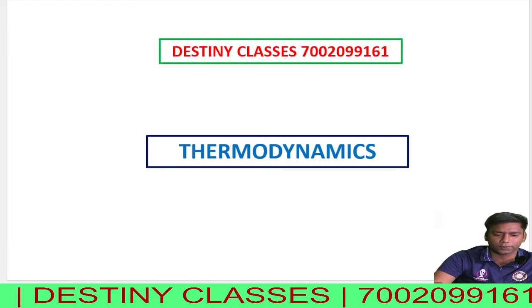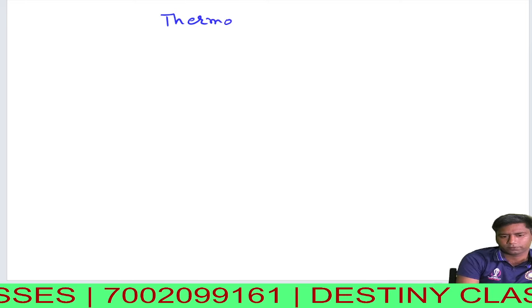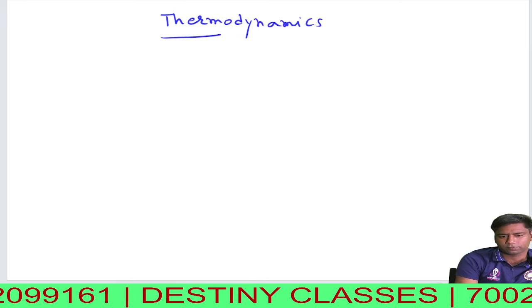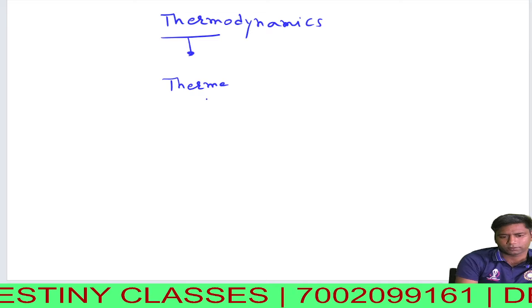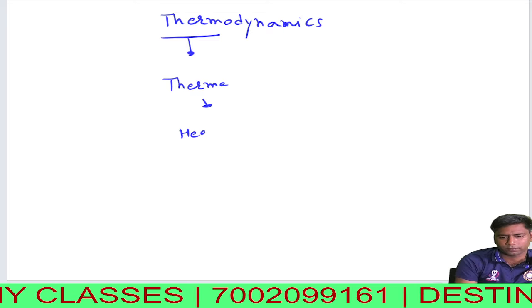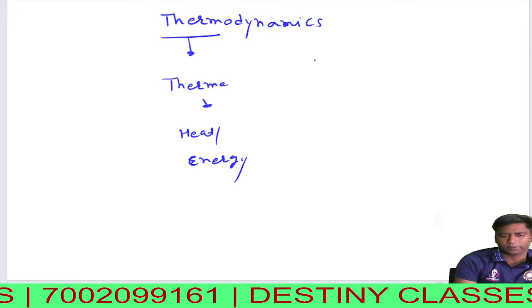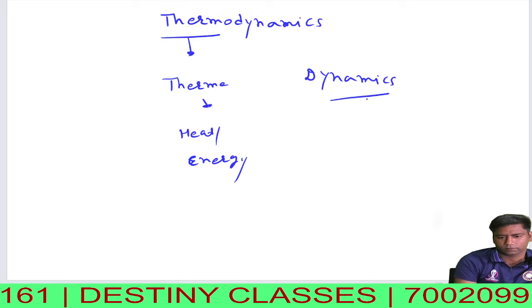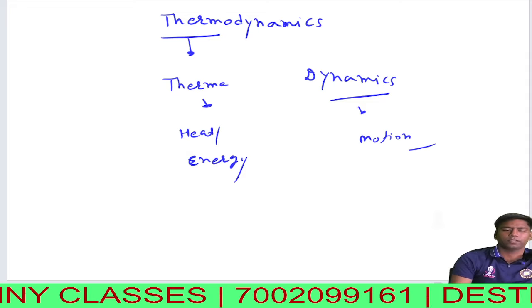Today we will learn the topic thermodynamics. Student, thermodynamics is made up of two words, therm and dynamics, which means heat or energy. Two Greek words: therm, heat or energy; dynamics, motion. We study the heat energy movement in thermodynamics.